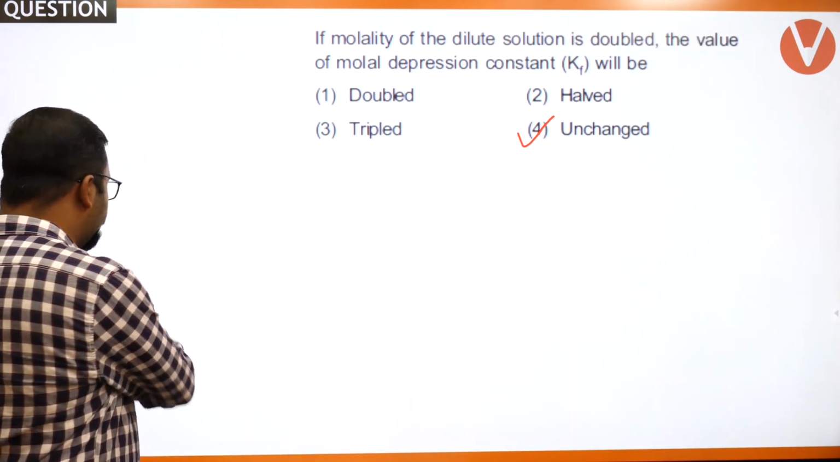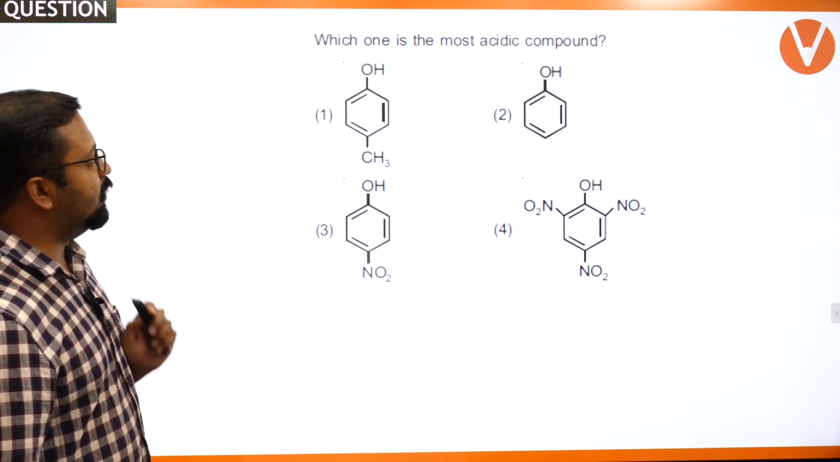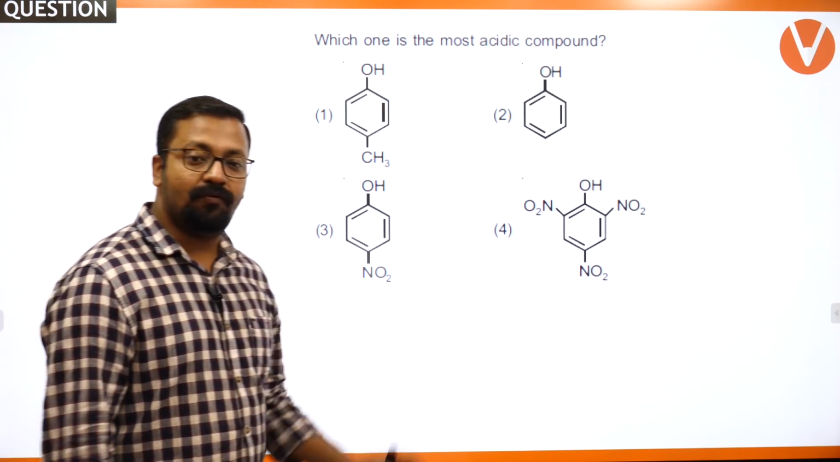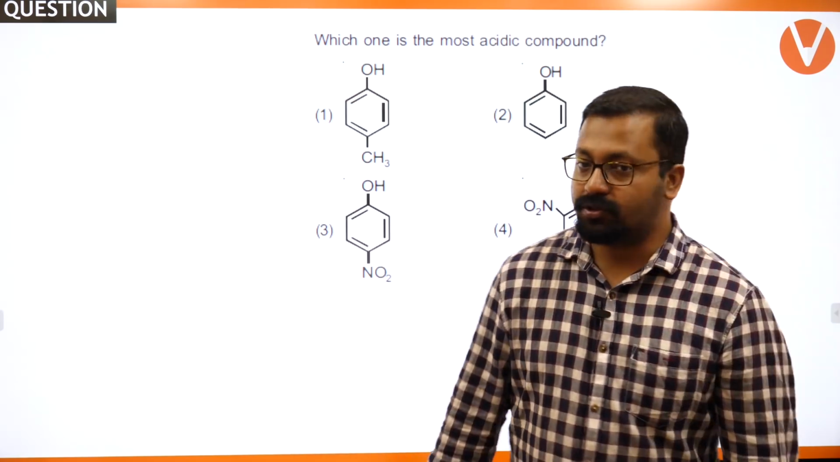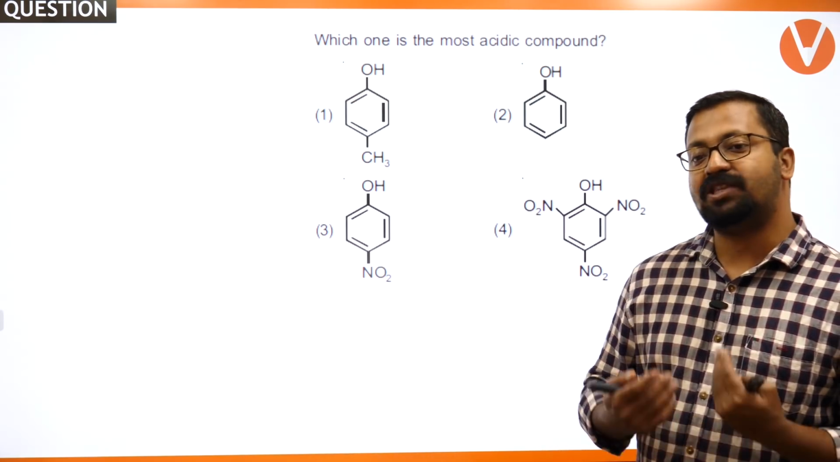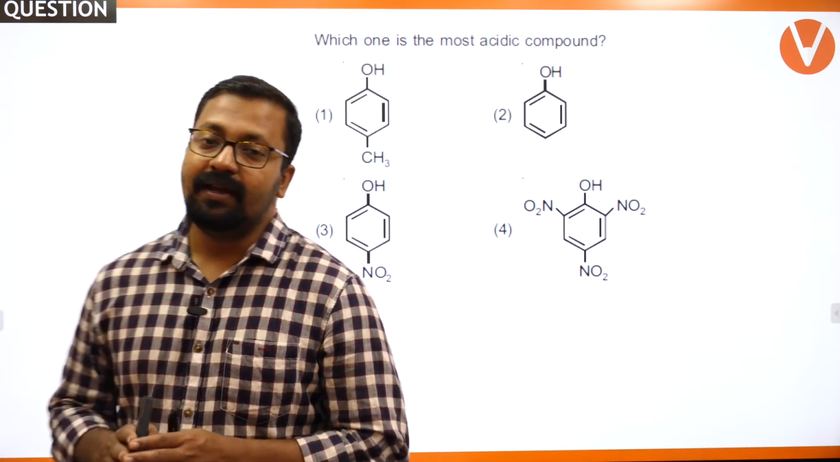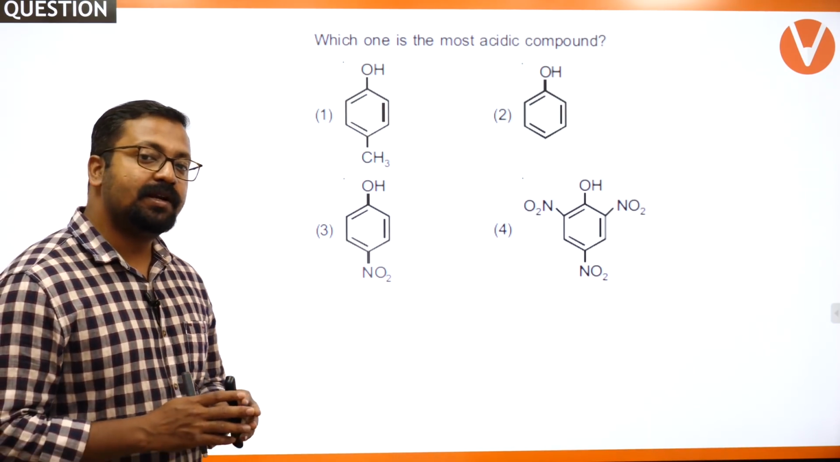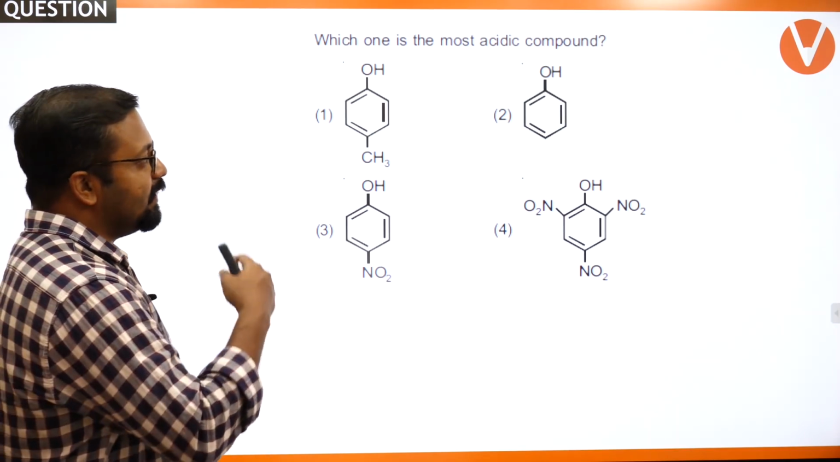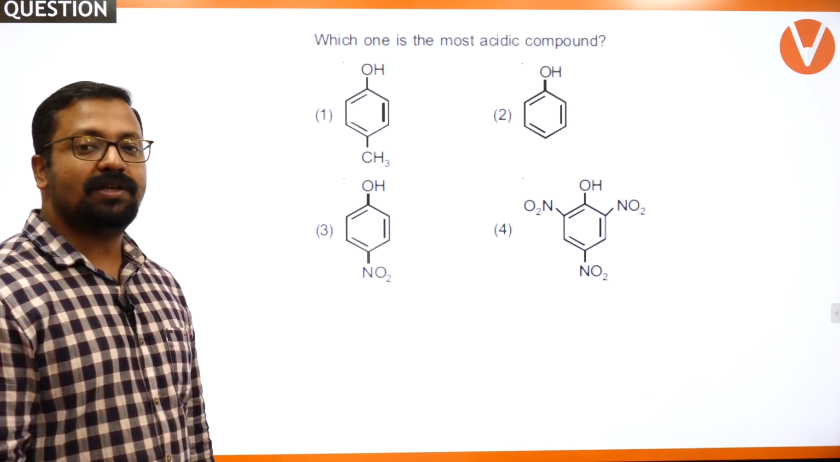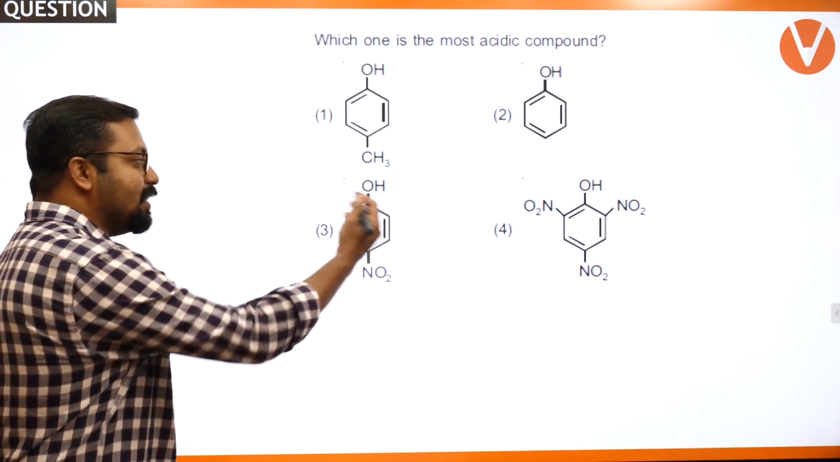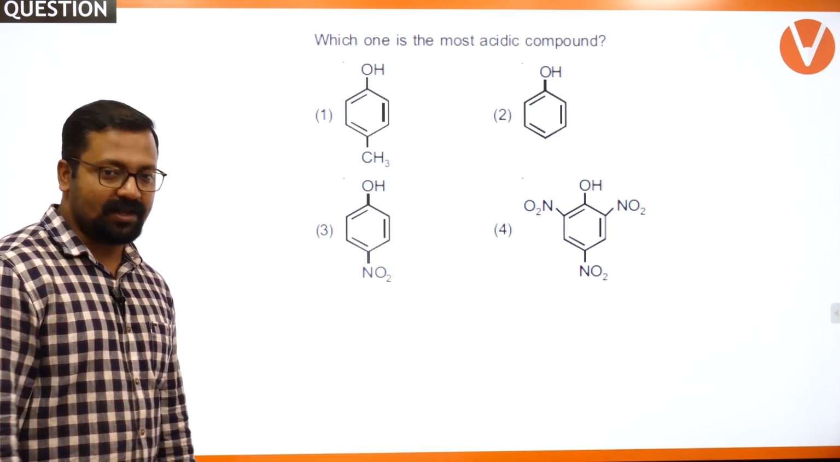Okay, let's move ahead. Which of the following is the most acidic compound? Very easy question. All are phenols. All phenols will want to lose the H plus ion which is attached to them. Always remember that if an electron withdrawing group is present in the phenolic compound, then it will tend to lose the H plus ion pretty easily, because the resulting anion will be more stable.